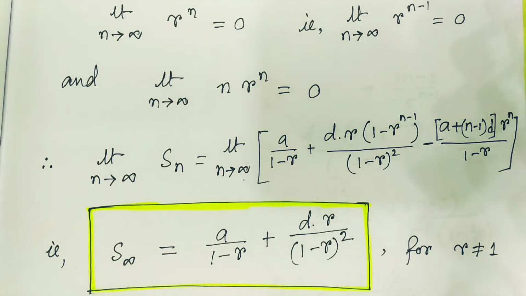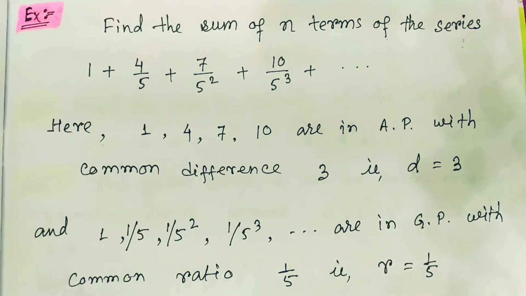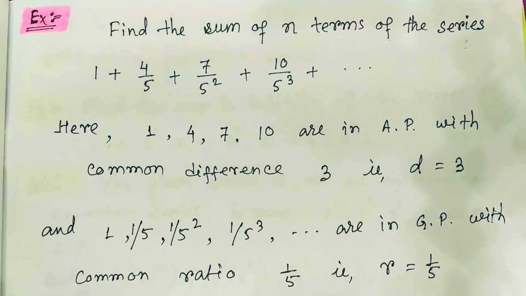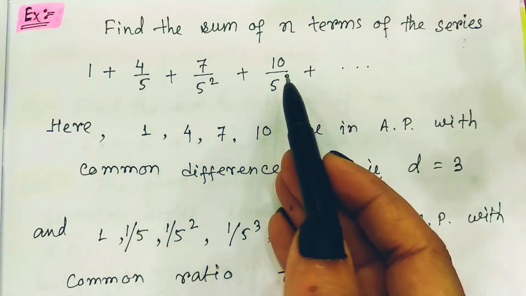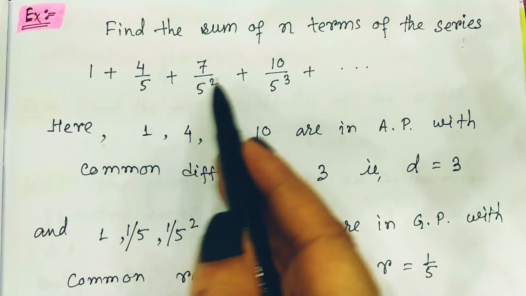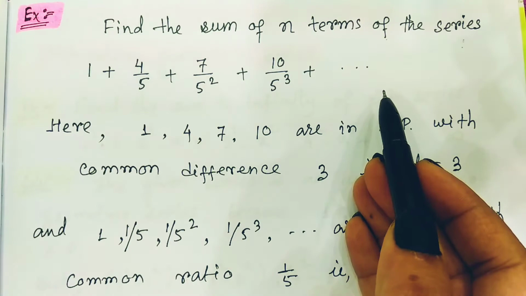Now let us do one example corresponding to that type of series so that we can understand it better. The question is: find the sum of n terms of the series 1 plus 4/5 plus 7/5 square plus 10/5 cube plus dot dot. Just have a look: 1, 4, 7, 10 are in AP with common difference 3, and 1, 1/5, 1/5 square, 1/5 cube are in GP with common ratio 1/5.